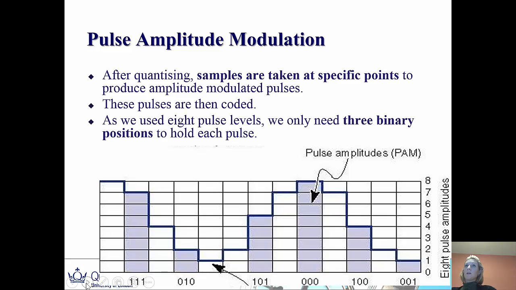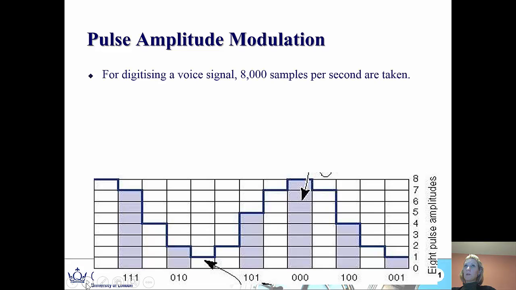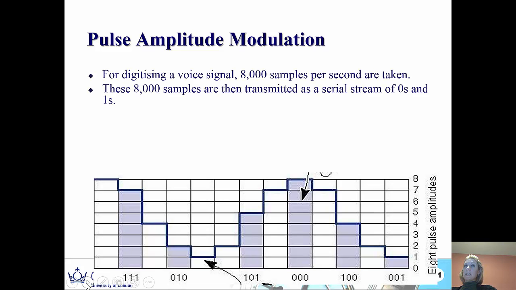In order to process these signals in computers, we need to convert the signals to a digital form. So if we're digitizing a voice signal, this speech, this continuous data stream, there'll be 8,000 samples taken per second. In this module, we've used only 8 levels, which is present in the analog waves. So if we're to hold 8 levels, we need 3 binary positions to hold each pulse.